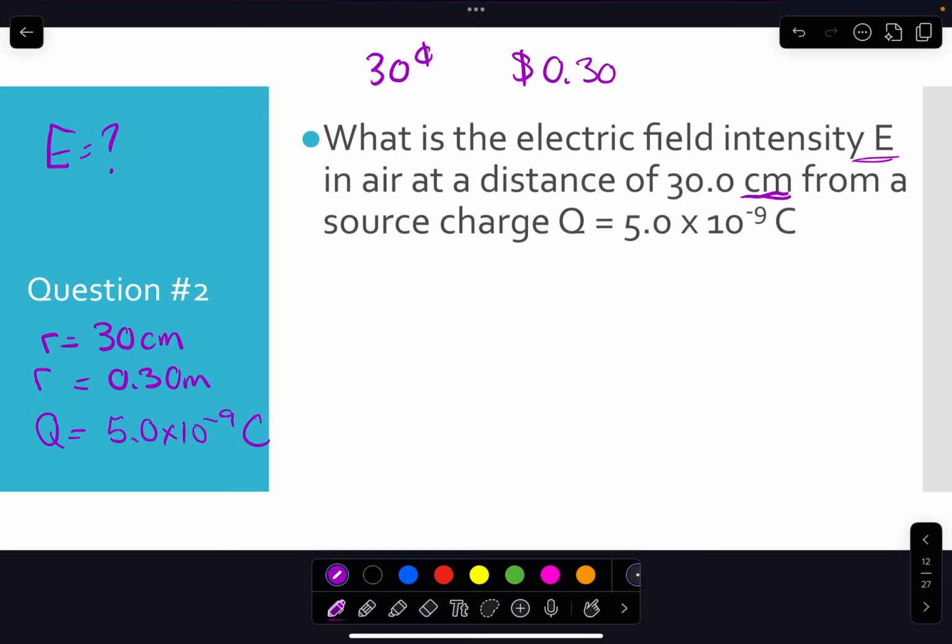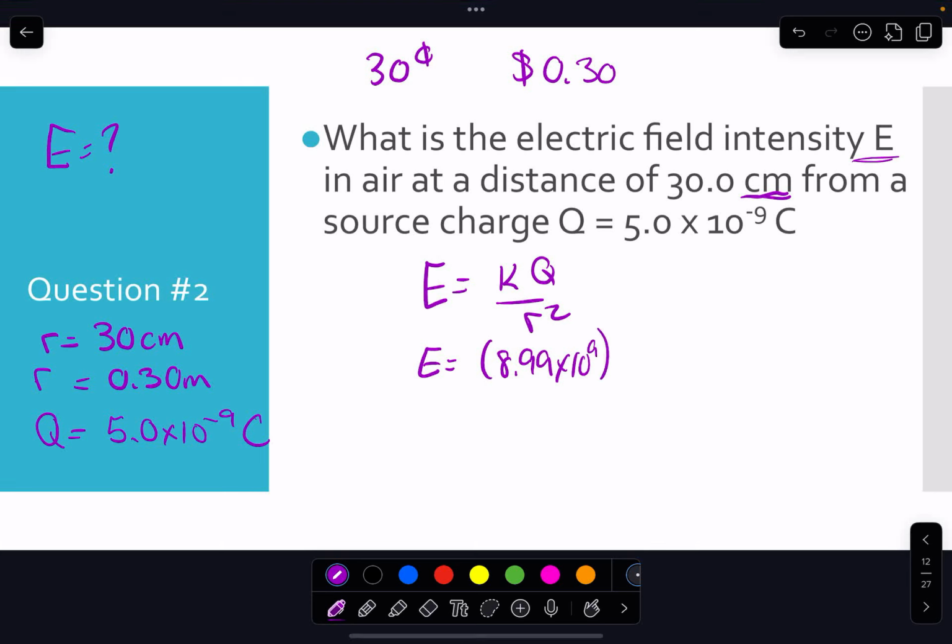All right, so now we're going to plug that in to our equation. So because we have a radius and a source charge, that means I can use this equation here. And there's a few things to remember about this. All right, first of all, this is 8.99 times 10 to the 9. This here is 5 times 10 to the negative 9. And then we're going to divide that by our radius, which is 0.3 squared.